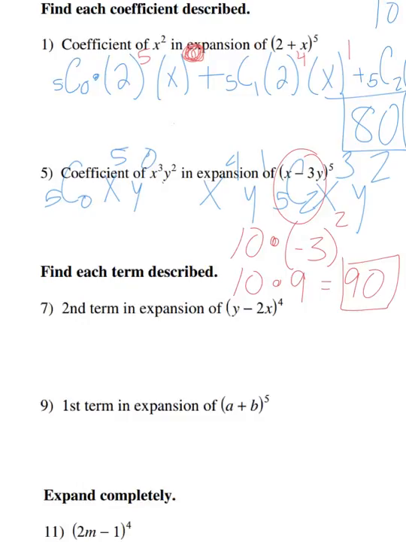If I were to expand this entire polynomial or binomial, this first, second, third term would be 90x cubed y squared, without having to do a lot of work. It's like a shortcut. Okay.